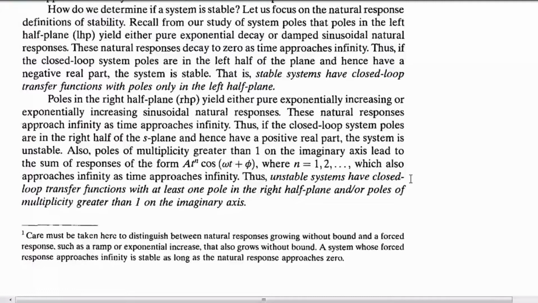So we say that a stable system has a closed loop transfer function with poles only in the left half plane. कि हमारा जो स्टेबल सिस्टम होगा वो क्लोज लूप ट्रांसफर फंक्शन होगा उसका, और उसके जो पोल्स होंगे दे विल बी इन अ लेफ्ट हाफ प्लेन.